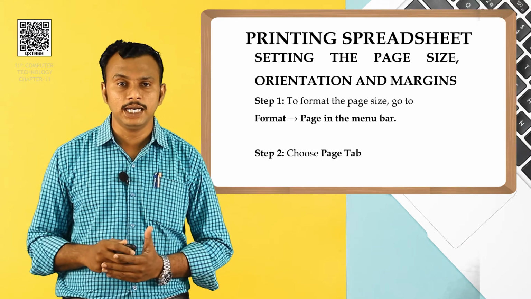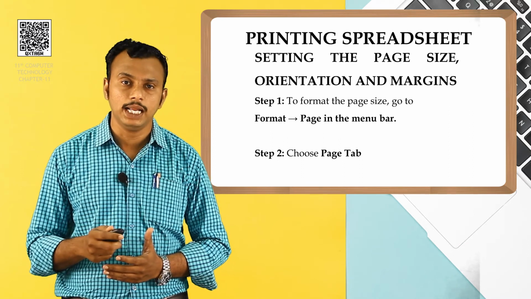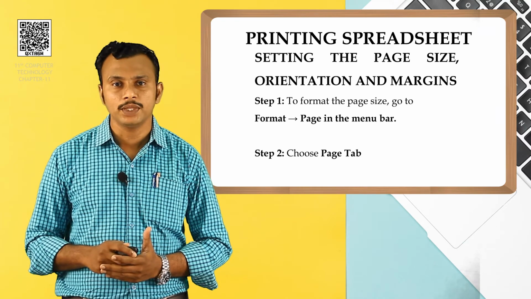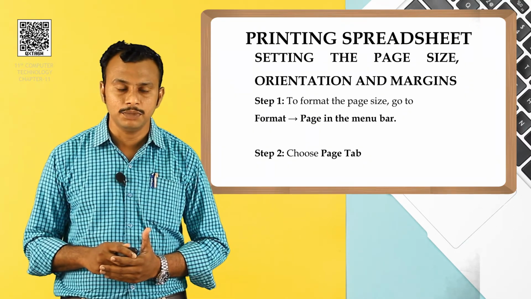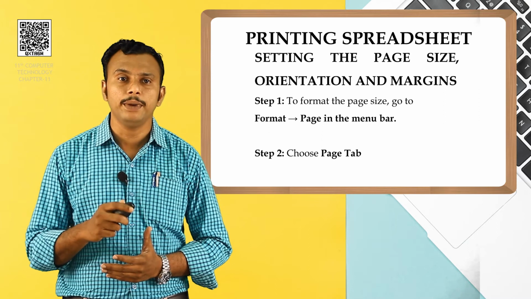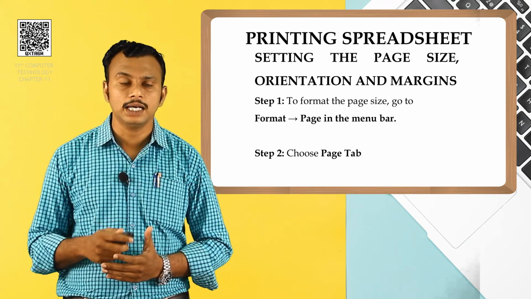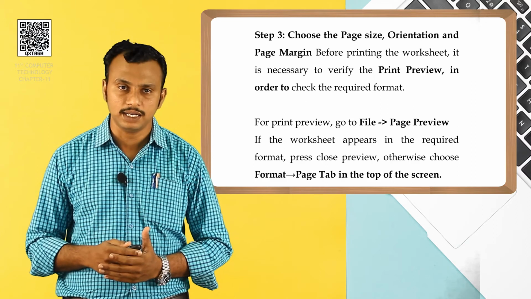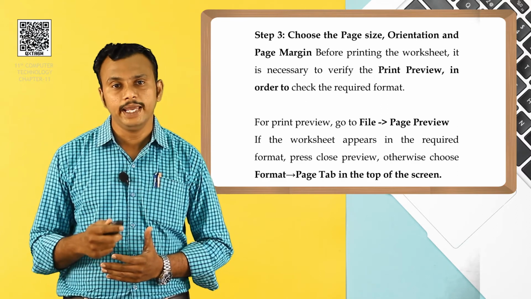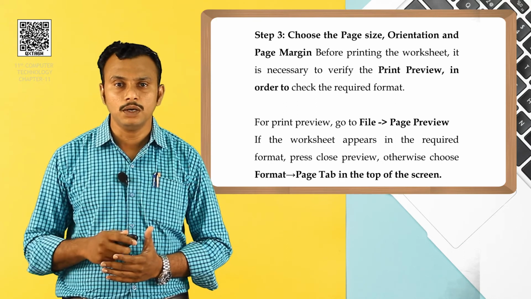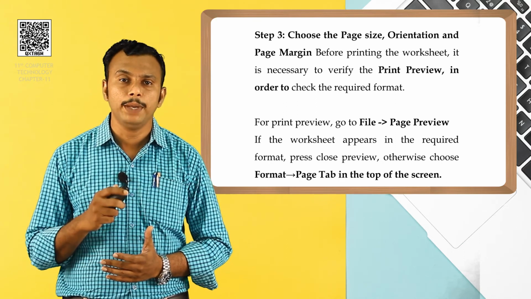Then after that, the page style dialog box will appear. In that, you want to open the page tab. After selecting the page tab, you want to choose the page size. Most of you know that there are different paper sizes: A4, A3, legal, B3 and B4. So now you want to choose the paper size.